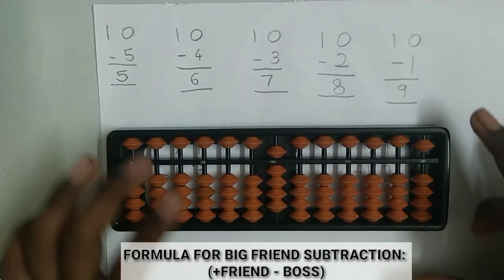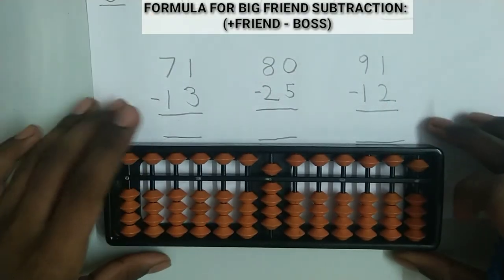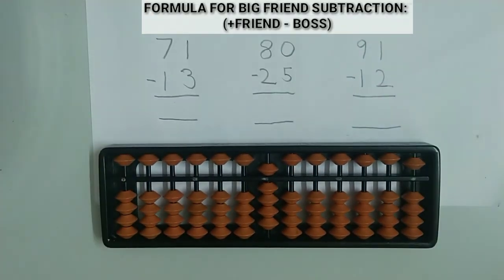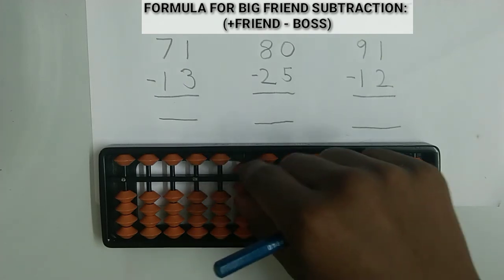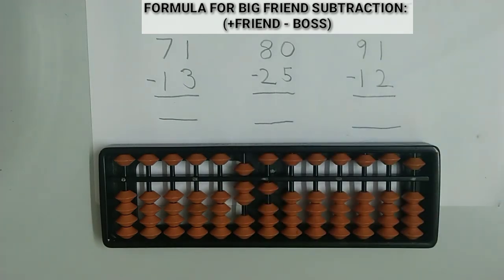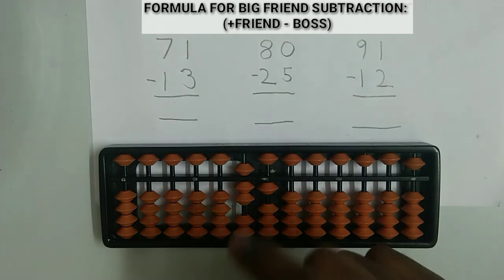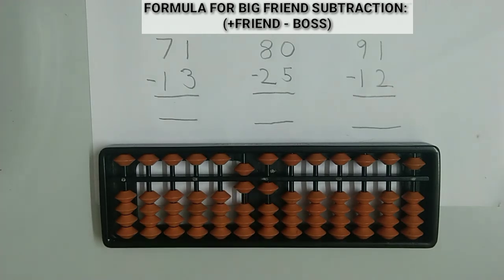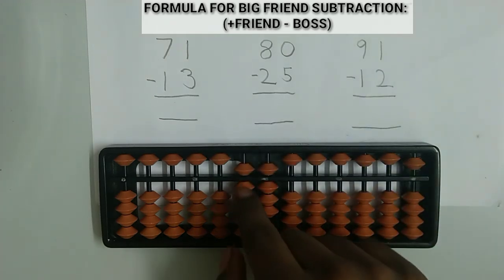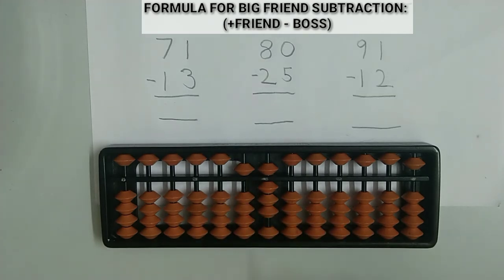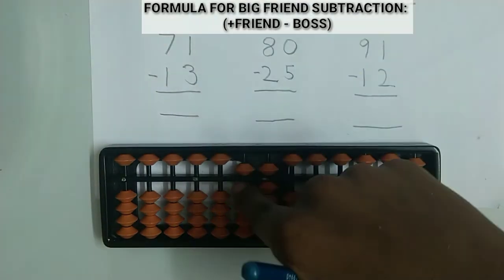Now using the same concept, let's try 2-digit subtractions. First one is 71 minus 13. For that we have to represent 71 on the abacus and subtract 13. For that, first we have to subtract 1 from the tens rod and 3 from the ones rod. Here we have to use the big friend concept. The friend of 3 is 7. So we add 7 because plus friend and subtract 10 because 10 is the boss. So the answer is 58.